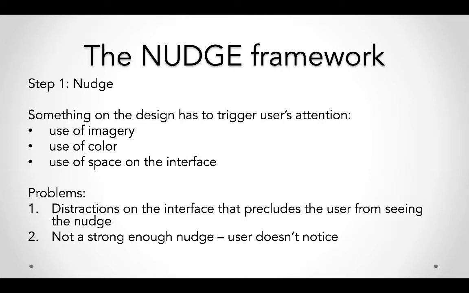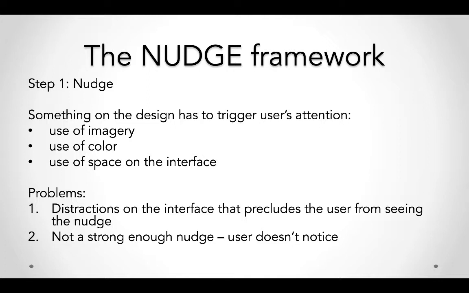The first step, number 1, is the nudge. Something on the design has to trigger users' attention. Something has to be salient. Use of imagery, color, space on the interface. This is the nudge. Something will have to draw the user attention, a nice picture, a very big and colorful picture. Something will have to get it. This is the most important, this is a system 1 thing. If something doesn't attract our attention, it's very easy for us to overlook, as we saw.